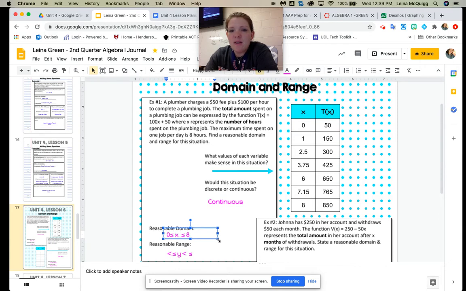Okay? So then my range, well, how much would he make? What's my y value when he works 0 hours? What's the least amount of money he can make? Well, the smallest amount of money he can make is $50. And can he make that amount? Yes, he can. So it's going to be equal to. Then it's the same thing up here. Yes, he'll be able to make the most amount of money. So again, we have equal to. The most amount of hours he can work is 8 hours, so the most amount of money he can make is $850. Okay?